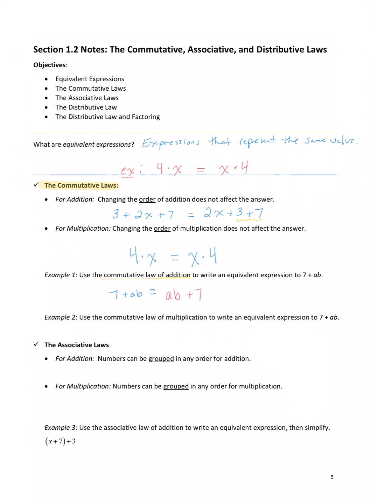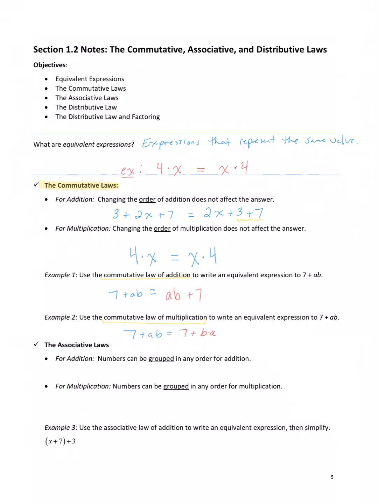Good. Example 2, use the commutative law of multiplication to write an equivalent expression to 7 plus AB. Notice how we are starting with the same expression, but now we have to use the commutative law of multiplication. So we ask ourselves, what are the things being multiplied here? Well, we have an A times a B. So that's what we have to change the order of. We have to be careful to leave the 7 and the plus where they were. We do not want to apply the commutative law of addition if it's not asking us to. But instead of A times B, we need to write it as B times A.